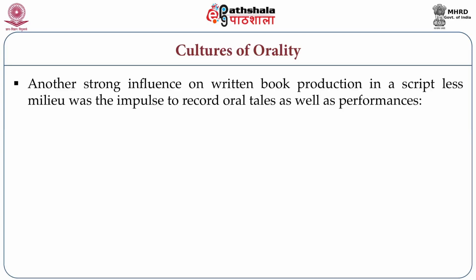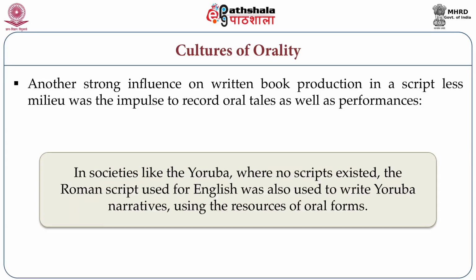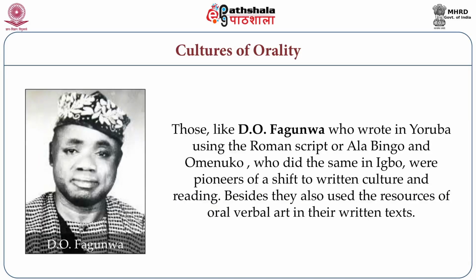Another strong influence on the milieu of book production in a scriptless society was the impulse to record oral tales as well as performances. In societies like the Yoruba, where no scripts existed, the Roman script was used for writing English narratives as well as Yoruba narratives, using the resources of oral forms. For example, D.O. Fagunwa wrote in Yoruba but used the Roman script. Alabingo and Amenuko wrote in Igbo but used the Roman script.